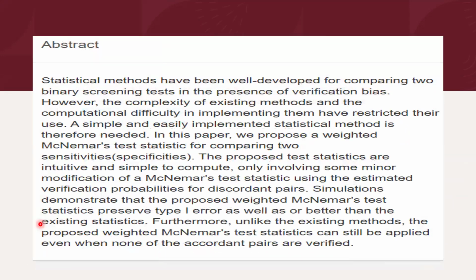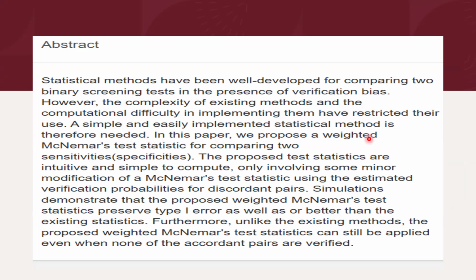So the abstract says that statistical methods have been well developed for comparing two binary screening tests in the presence of verification bias. However, the complexity of existing methods and the computational difficulty in implementing them have restricted their use. A simple and easily implemented statistical method is therefore needed.